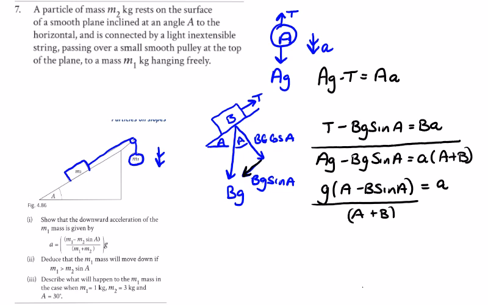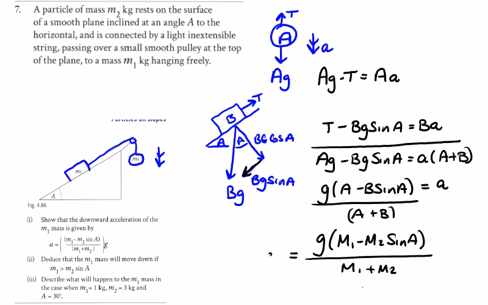If we change A back to M1, we get G times M1 minus M2 sine A over M1 plus M2 is equal to my acceleration. And just double check, we have M1 minus M2 sine A. Yep, it's all looking the same, so that's perfect.